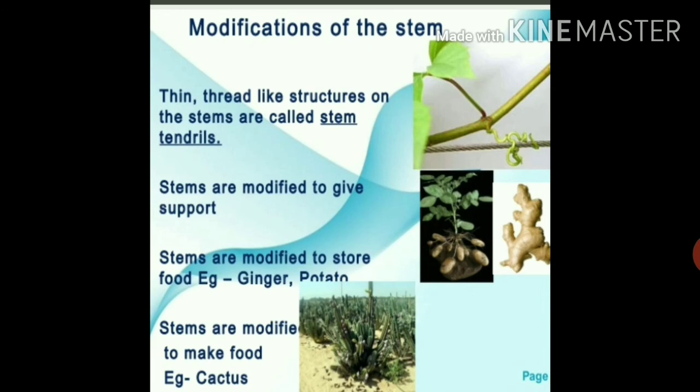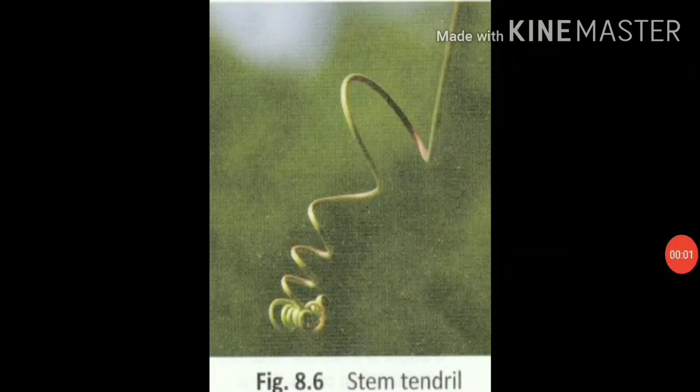So these tendrils are coil-like structures, and with the help of these tendrils plants attach themselves to others for support. So in this way stems are modified to give support. So this is the clear picture of stem tendril. It is just a coil-like structure, and because of this stem tendril plants can attach themselves to others for support and are capable of climbing.